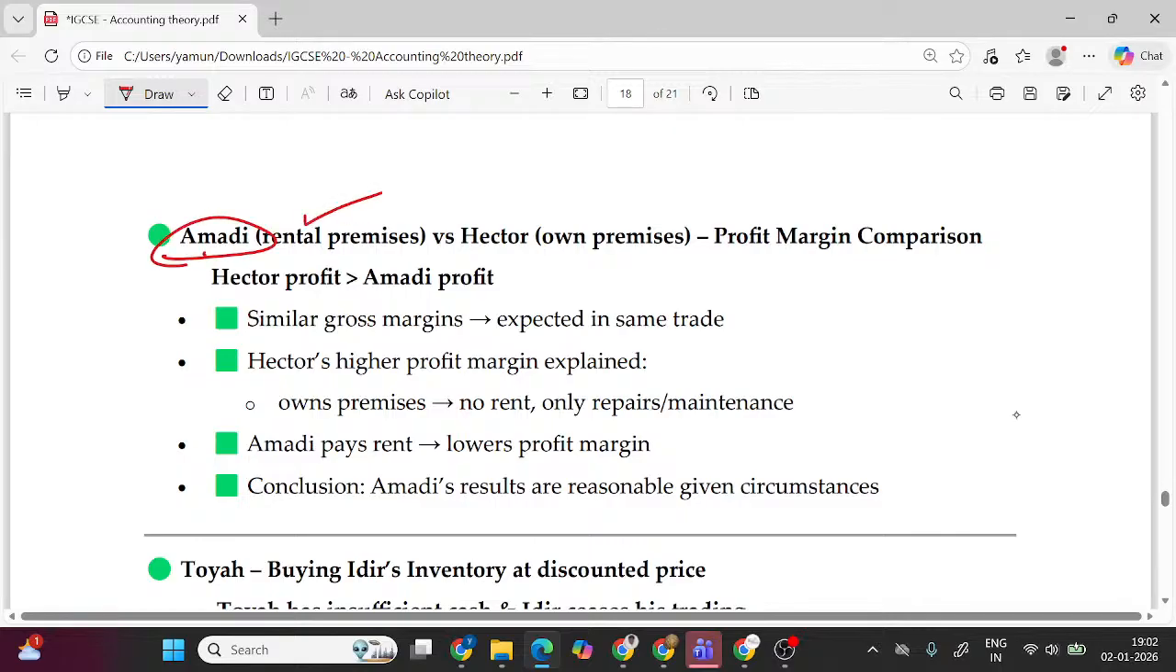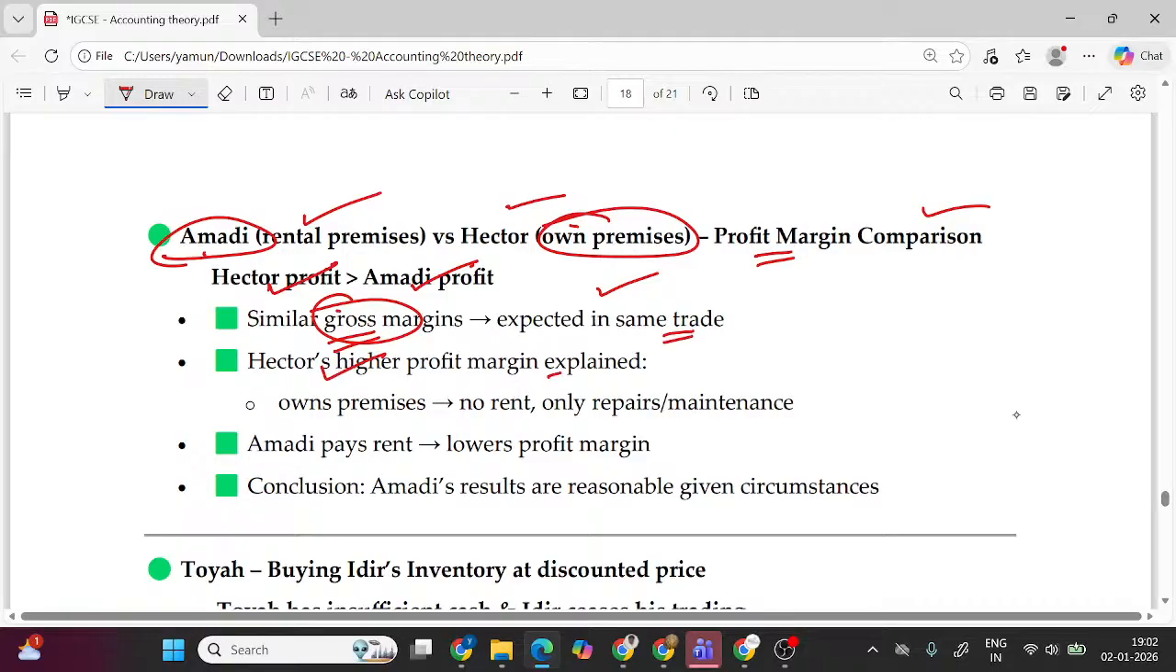Amadi, the rental premises, versus Hectare, the own premises. We'll go for the profit margin comparison. See, we have already done this one. So whether I want to own a property or rent a property, okay? So Hectare's profit is more than Amadi's profit. Similar gross margin, so expected in the same trade. They have similar gross margin, say they are in the same trade.